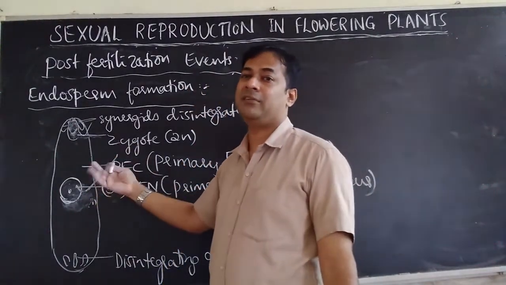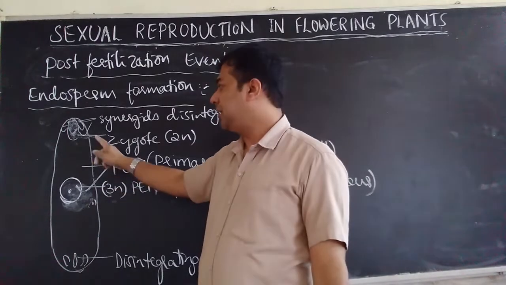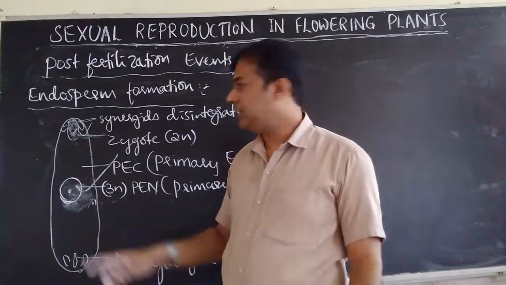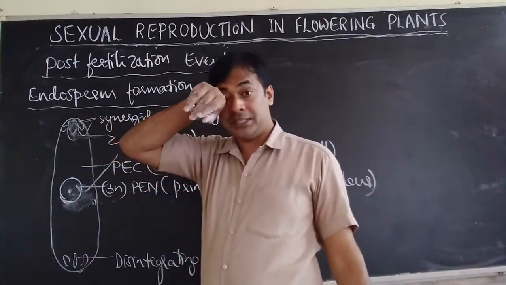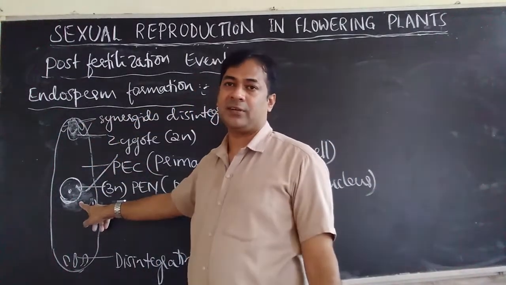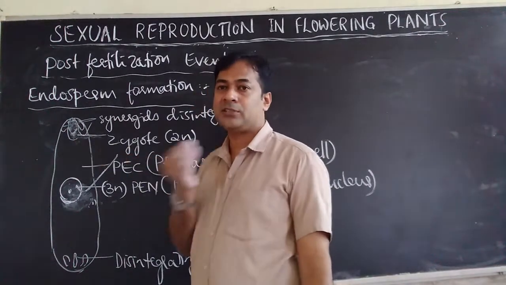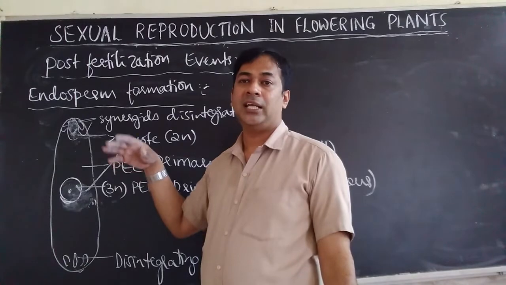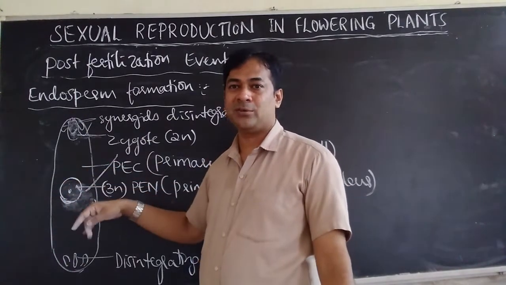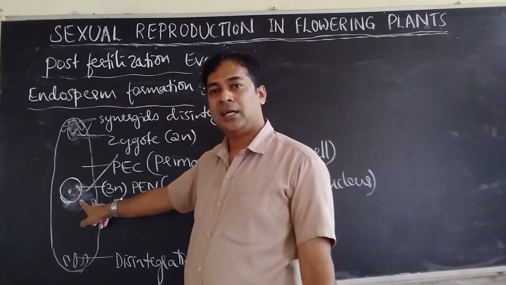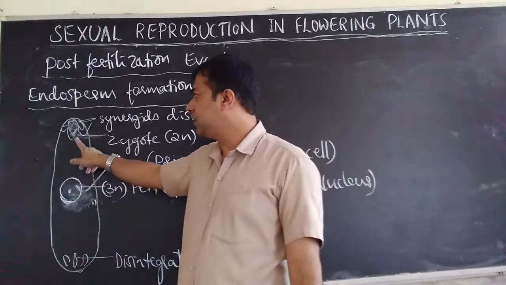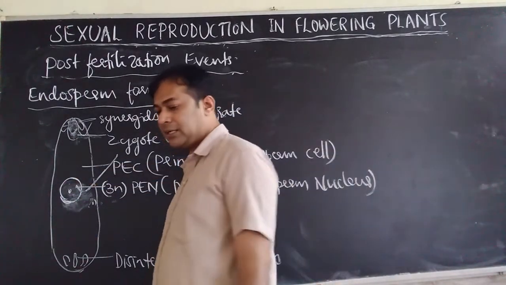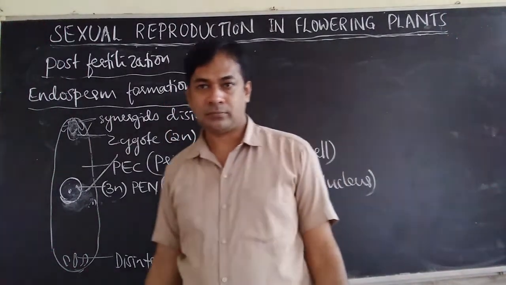After formation and division of this PEN, endosperm is produced. Then, once endosperm is produced, the zygote will start dividing. That is the reason why this will divide first, because the zygote requires food for its next development. How will they get food? They will get food only when food is produced there. So that is why endosperm divides and develops first, followed by the zygote. Okay. So what exactly happens? We will see now.